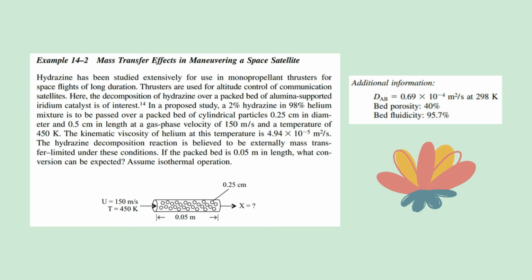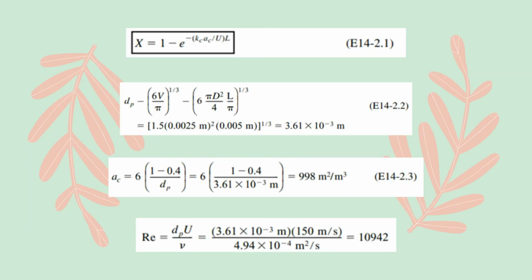Assume isothermal operation. For additional information, D_AB is equal to 0.69 times 10 to the negative 4 meters squared per second at 298 Kelvin. For the bed porosity, 40%. Bed fluidicity, 95.7%. So let's discuss the solution for this problem.